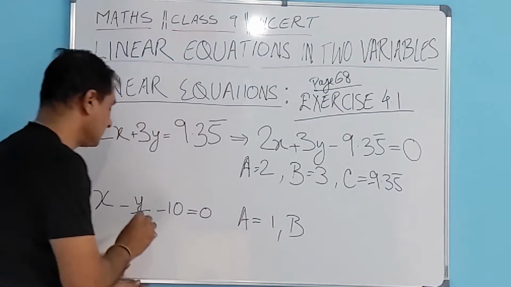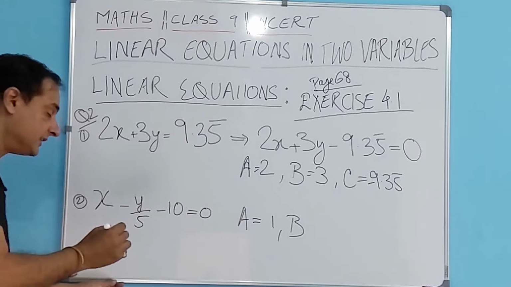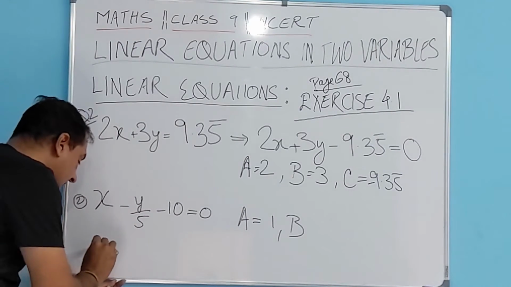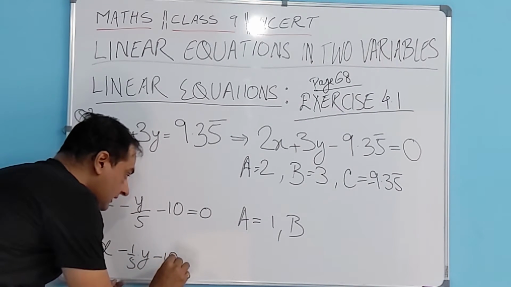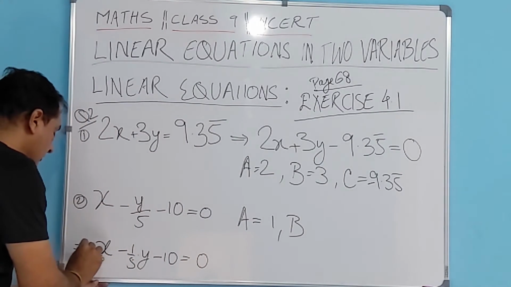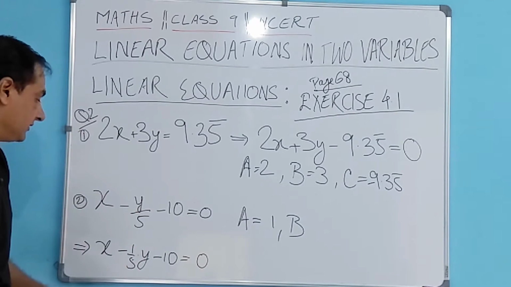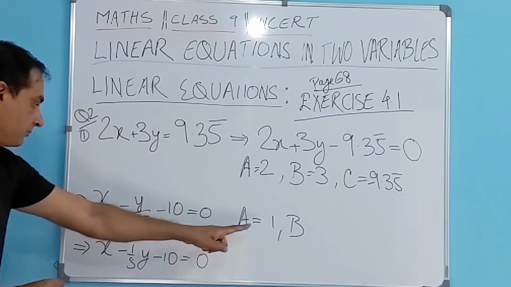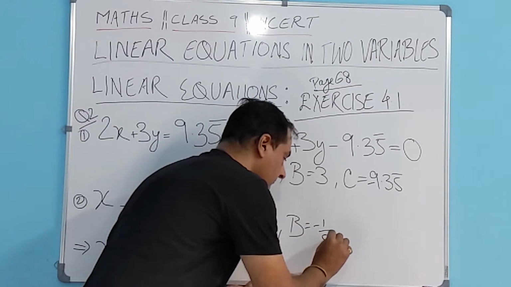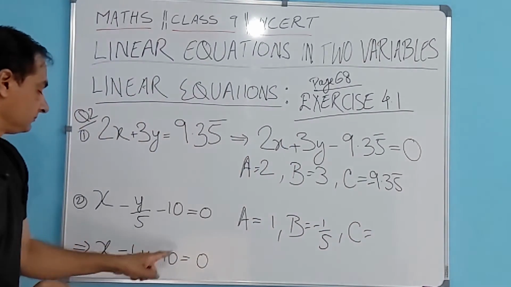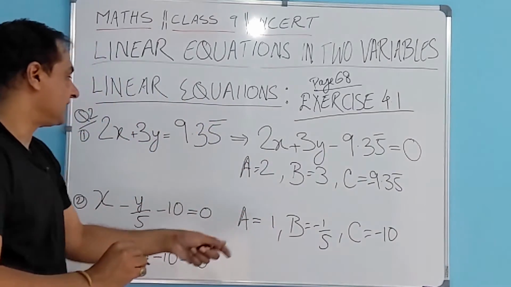If you look at b, so what this actually translates into, if you want, you can write that in another form so that you can understand it in a better way. तो कैसे लिखेंगे? x minus 1 by 5 into y minus 10 equals to 0. So this is the same equation. We have just put 1 by 5 multiplied by y instead of y by 5. So here a equals to 1, b equals to minus 1 by 5 and c equals to minus 10. So these are the two answers.